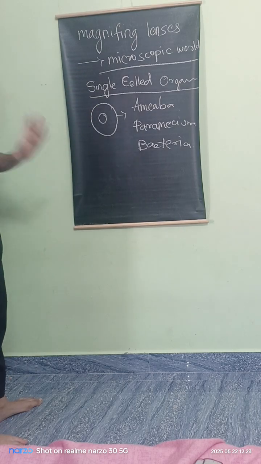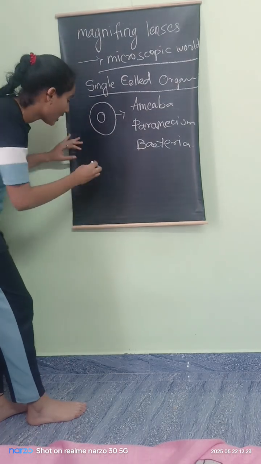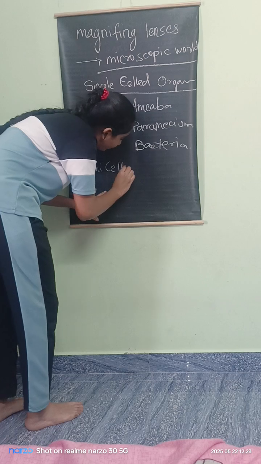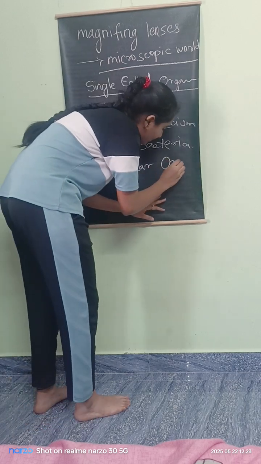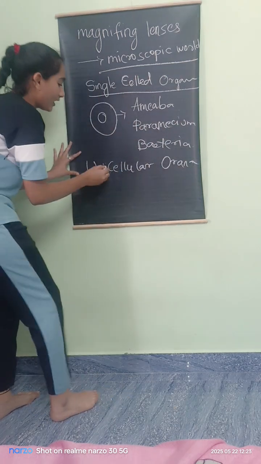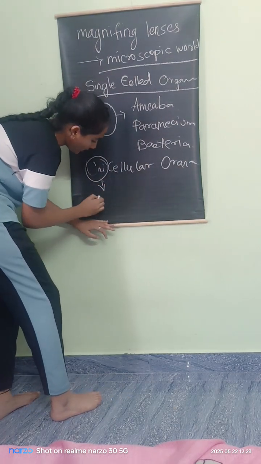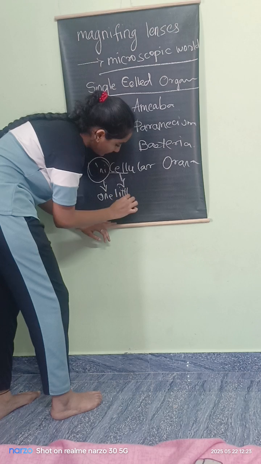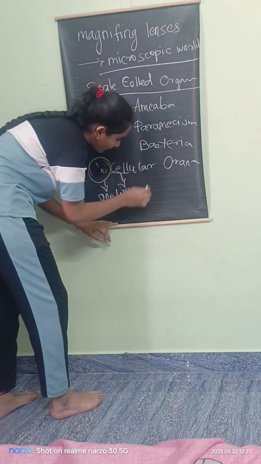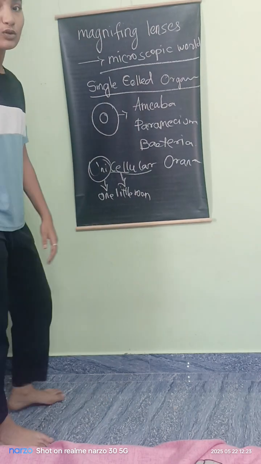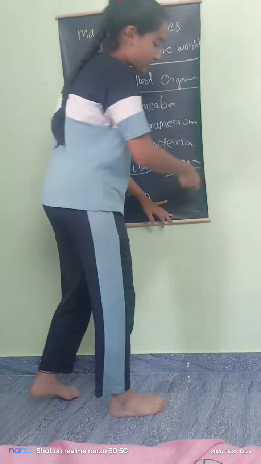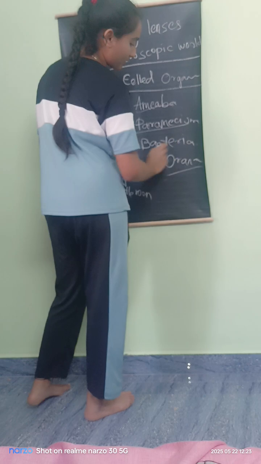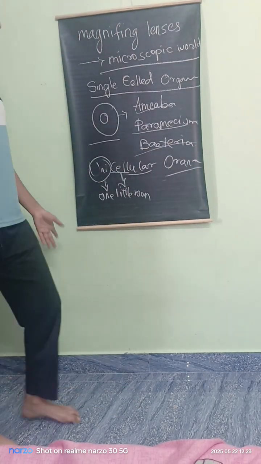To define it simply, these are called unicellular organisms. Uni means one, and cell comes from the Latin word meaning little room, and organism means a living structure. It might be the amoeba, paramecium, or exceptional cases in bacteria.